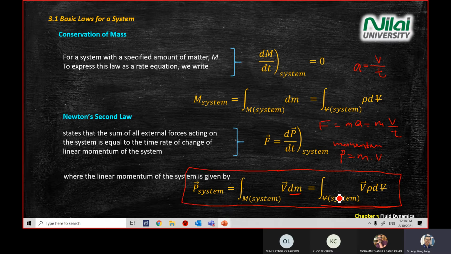Okay, momentum is mv. So what is m? We link it up with the density and the volume. So far there are two equations: one is Newton's second law, one is conservation of mass. So you're going to use these two equations to solve our problems.